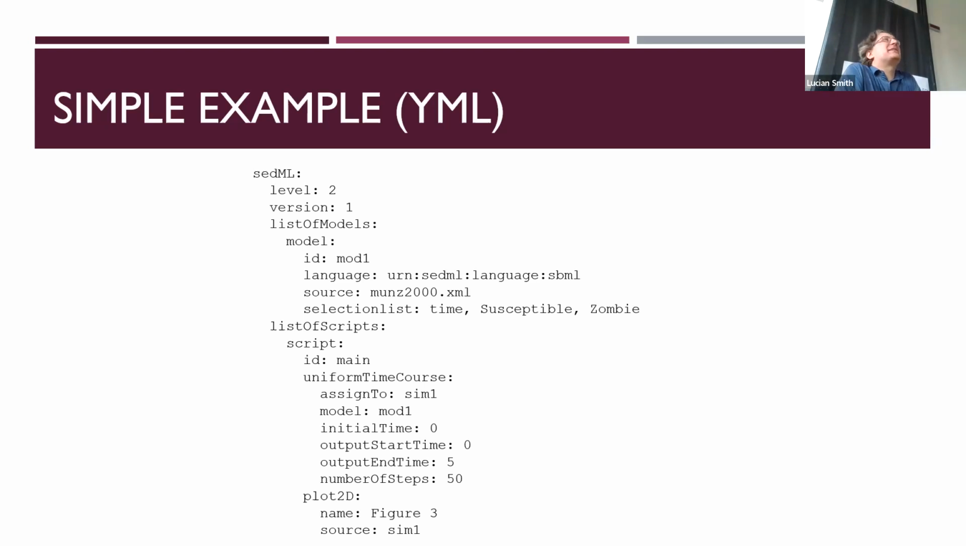However, that's an interesting question, because you would need to be able to set the selection list differently if you wanted to use the same model on a uniform time course versus a steady state, right? So you could then go in and just set the simulation selection list to only be those two things.